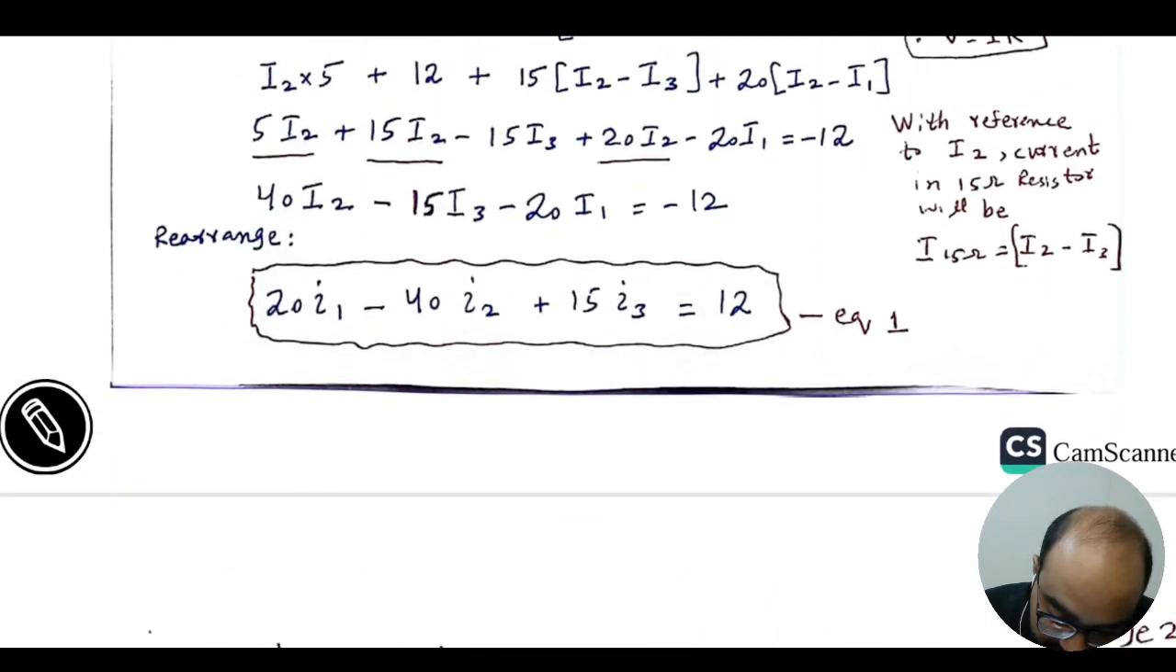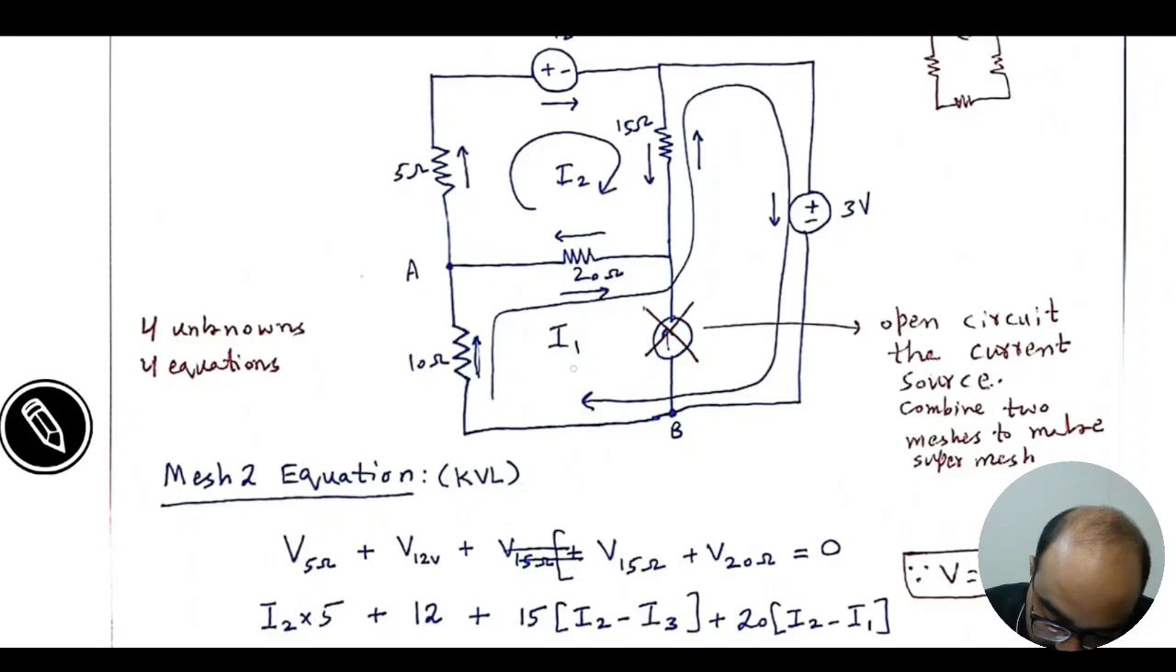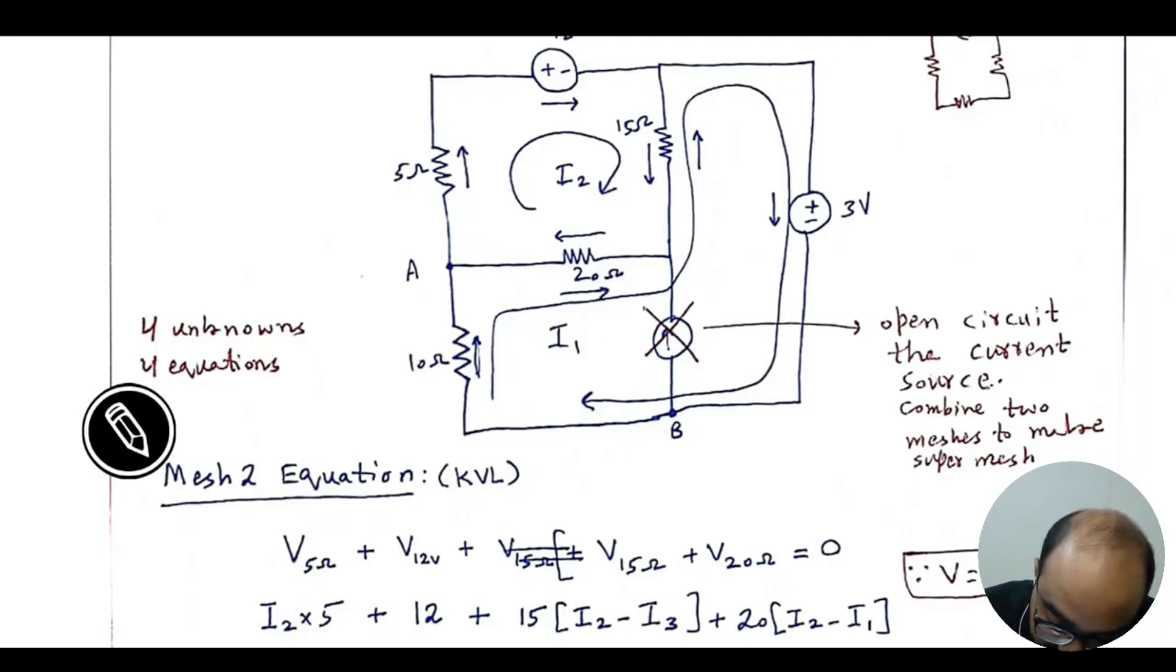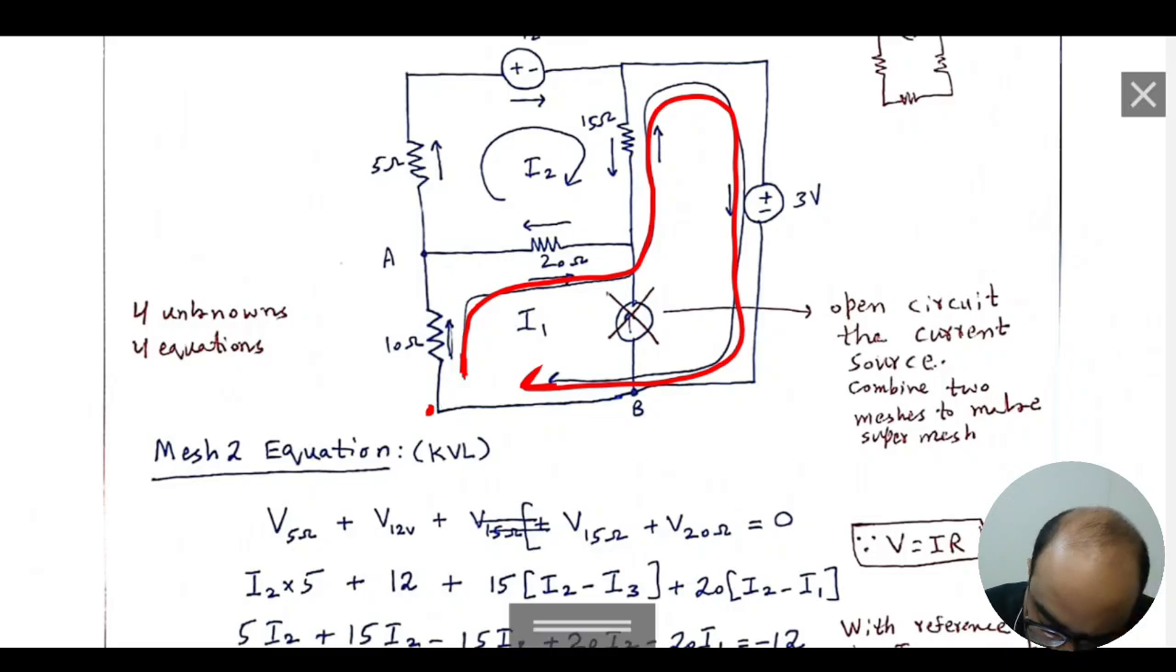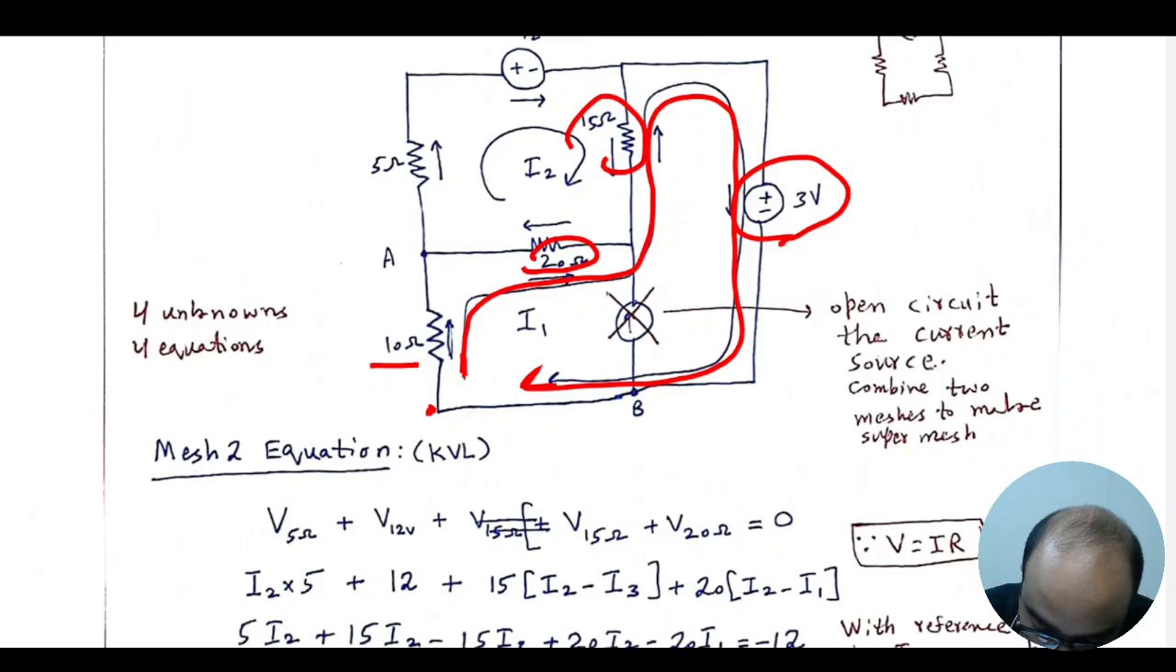Now come to the second equation. We have to apply our KVL to the super mesh loop we have just created. The super mesh is starting from this point. You can start from anywhere, but I am taking it as a reference point, and then we will encounter the 10 ohm resistance, 20 ohm resistance, 15 ohm resistance, and the 3 volt voltage supply.